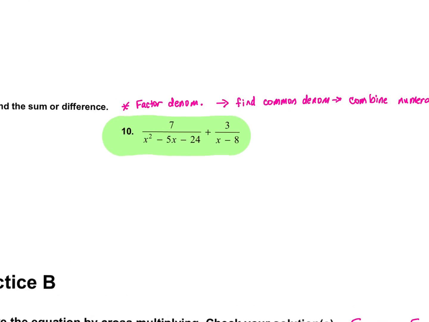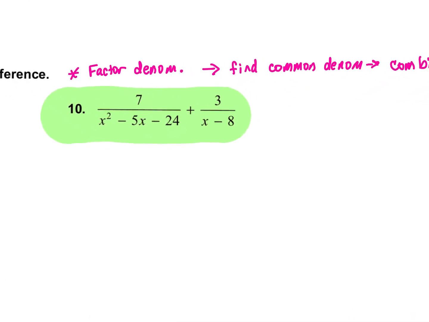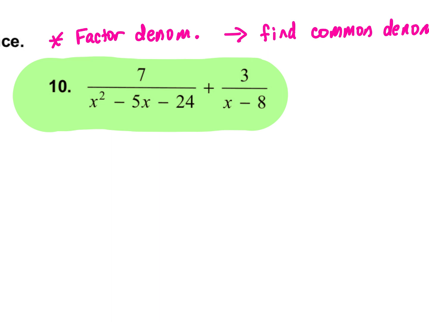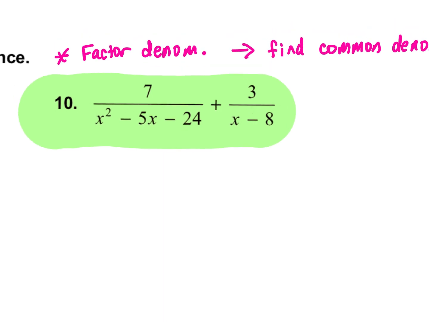You can do 9 tonight and come in with questions. But the first thing I need to do with number 10 is recognize that they do not have the same denominator. So what is the first step in getting the denominators to be the same? What do I have to do? I have to factor. I have to go ahead and break down. So what can I factor x squared minus 5x minus 24 into? So x minus 8 and x plus 3, correct?